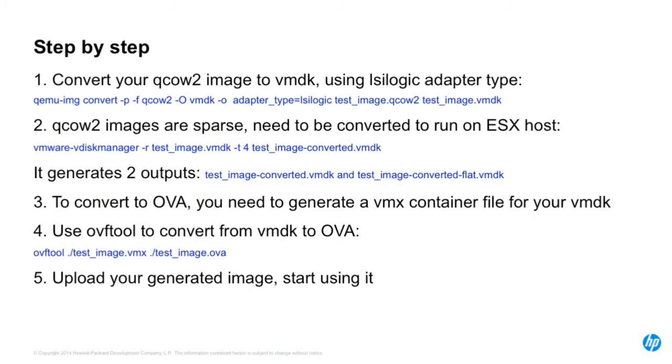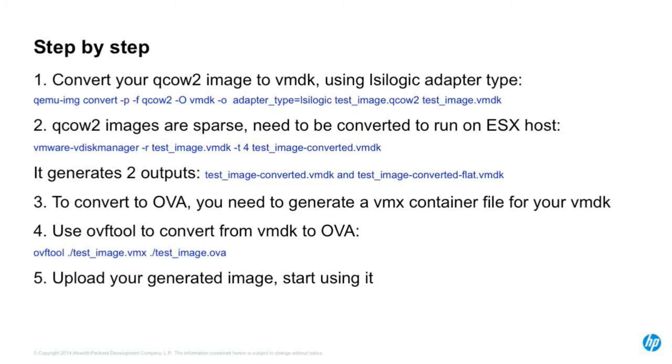I'm going to explain it step by step. First, we are assuming that you have your qcow2 image already generated. It's done with diskimage-builder or another process that you have. Once you have it, you need to convert it to a VMDK file. You need to use a tool like qemu-img convert, and you need to specify the LSI Logic adapter type. It's very important to make it work with the ESX host.